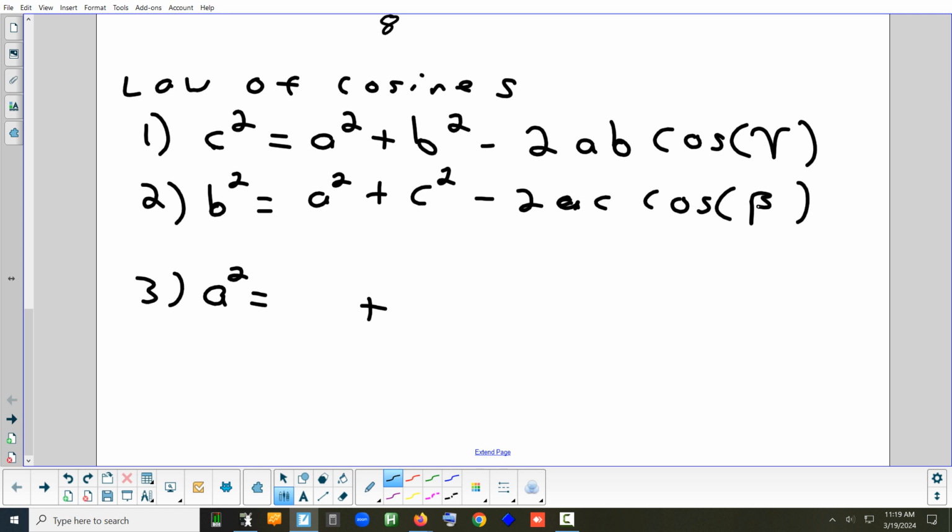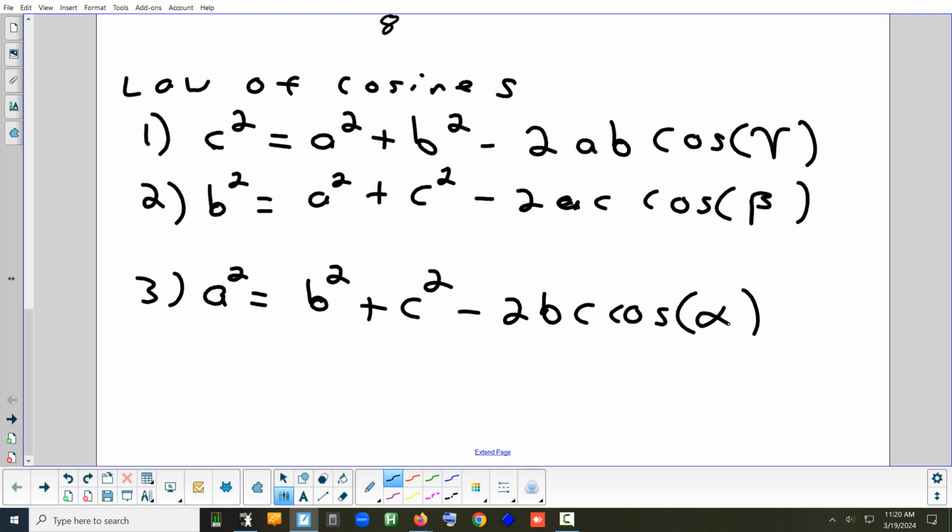How about if you started with a squared? B squared plus C squared. So one side squared equals the sum of the squares of the other 2 you did not use, minus 2 times the sides that came right before it, times the cosine of the angle across from the letter you started with.